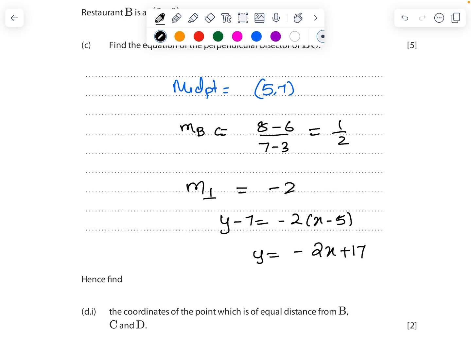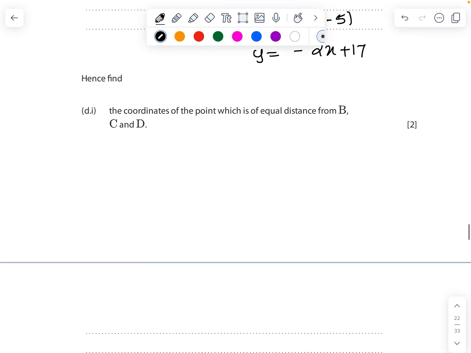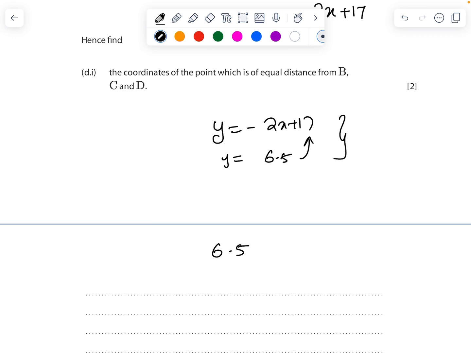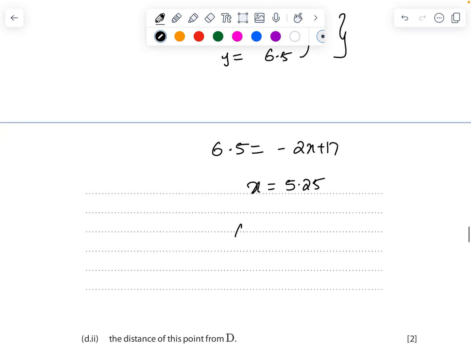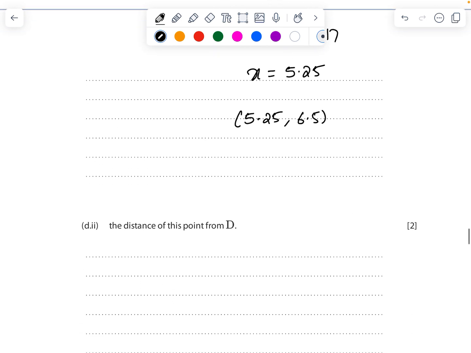Find the coordinates of the point which is equidistant from B, C and D. So y equals negative 2x plus 17, and y equals 6.5. Solve it out. So plug in 6.5 in this. You should be getting 6.5 equals negative 2x plus 17. X equals 5.25. So the point is 5.25 comma 6.5.